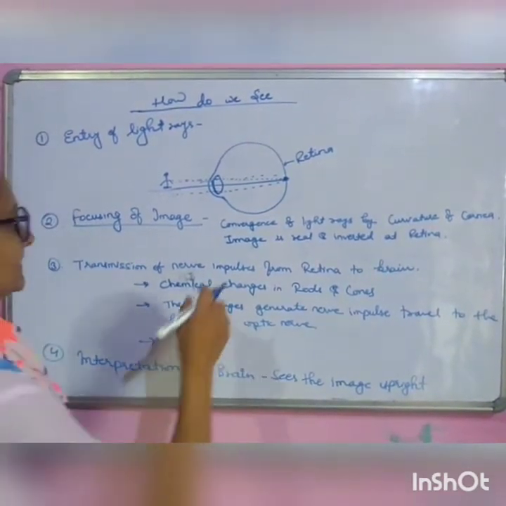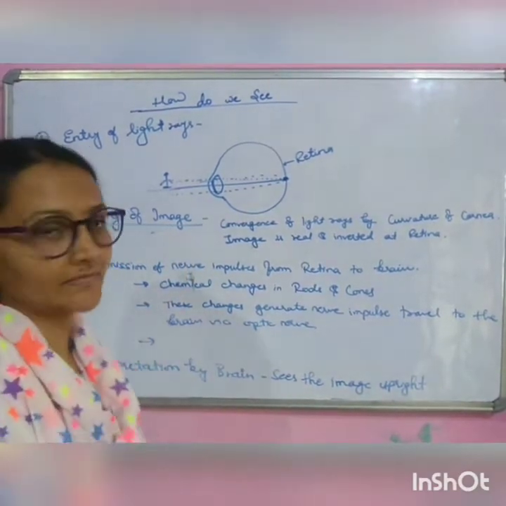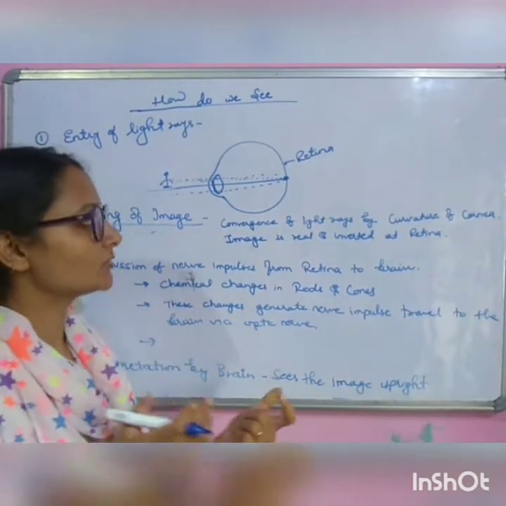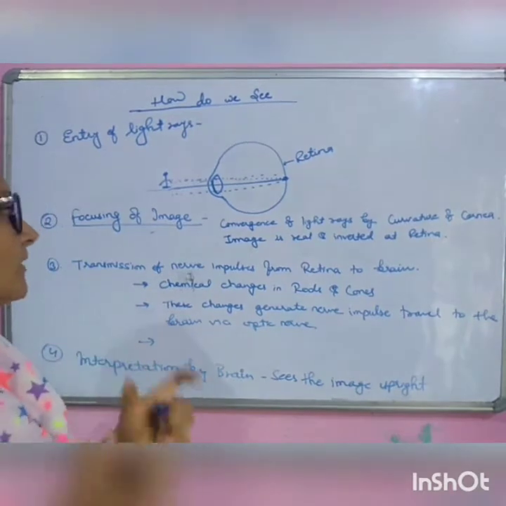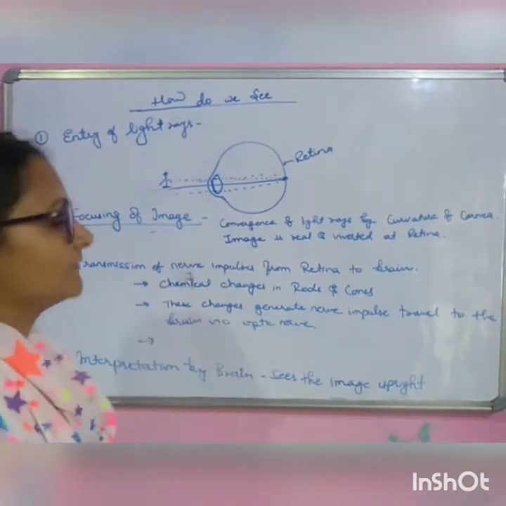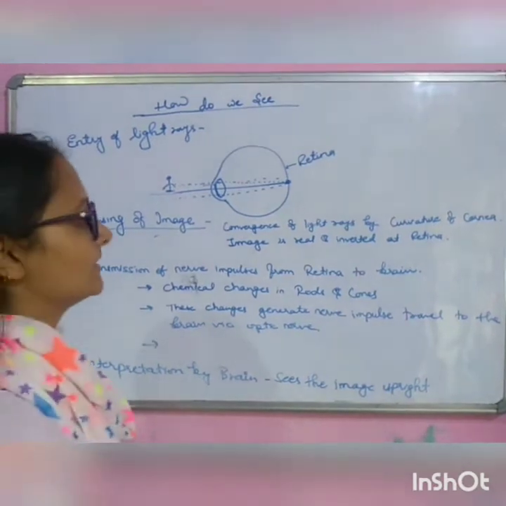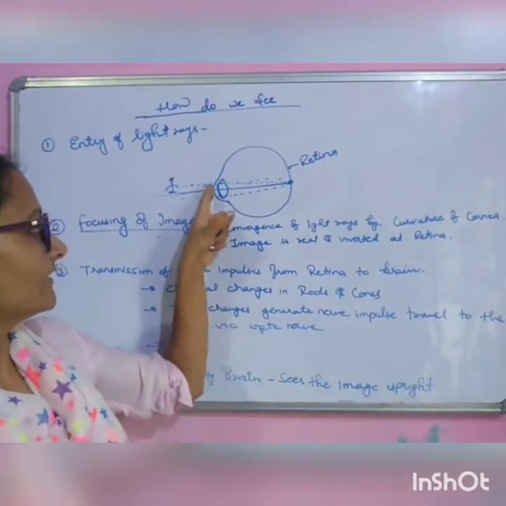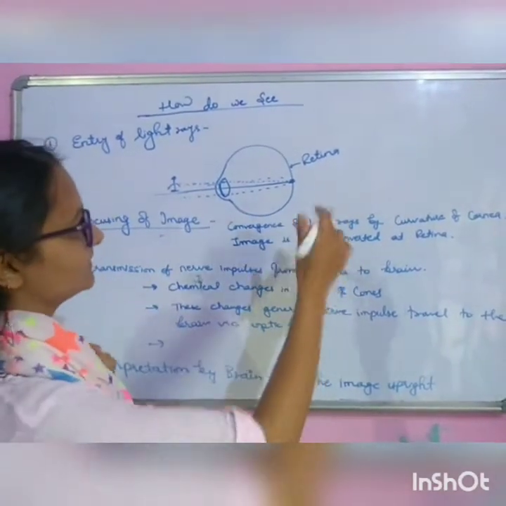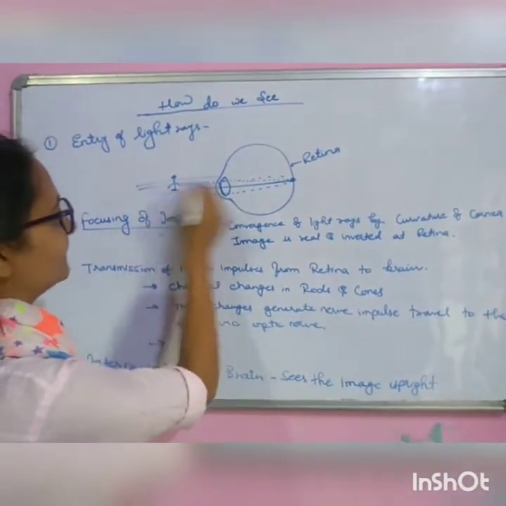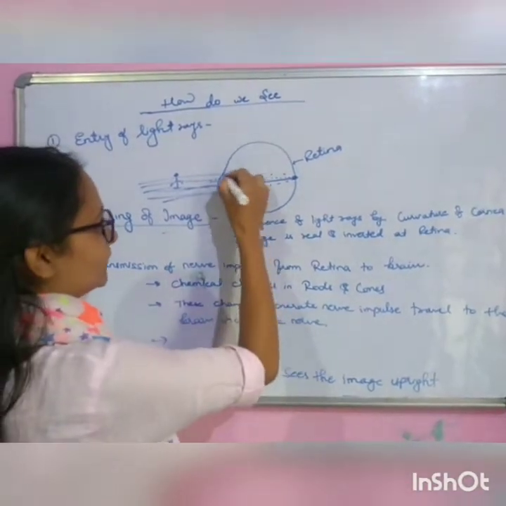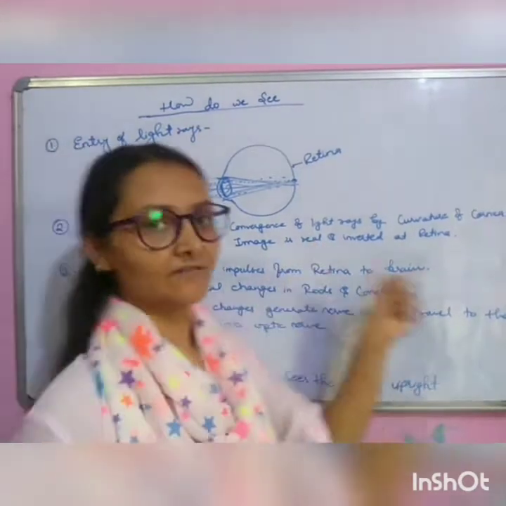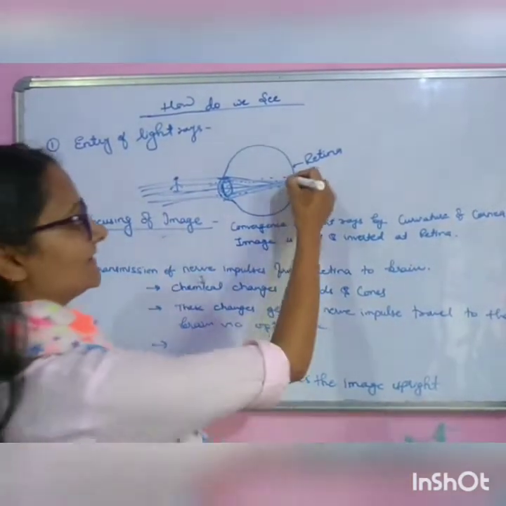Then after that, focusing of the image. The image will form at the retina, so it is very important that the image should be in very good focus. The function of the lens is to focus the image. Then the curvature of the cornea converts the beam of light. There are so many beams of light that come to the lens, but they converge at one point. So the curvature of the cornea converges the light rays at the retina.